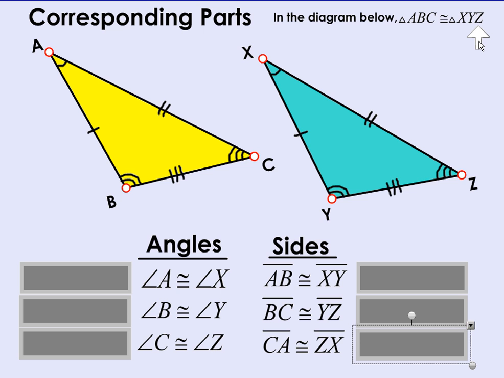C and Z are the last letters used in the names for our triangles, and looking at our diagrams, C and Z are both corresponding points. If we didn't have this diagram, we would still be able to list all the angles that are corresponding and all the sides that are corresponding based off of just reading our congruent statement.